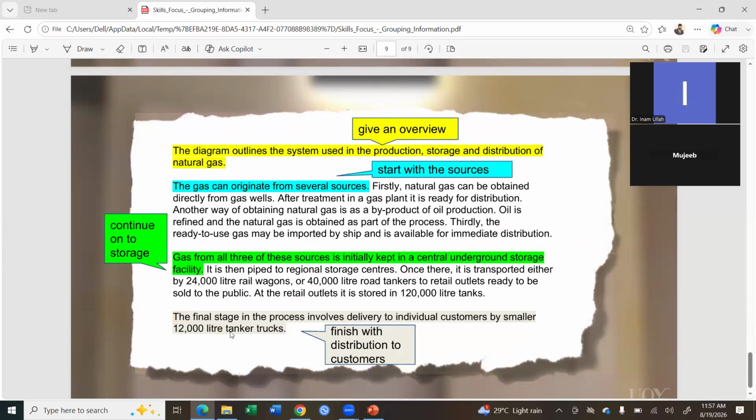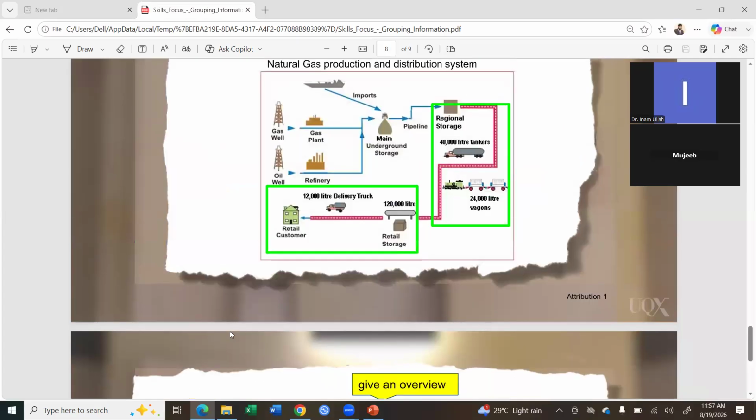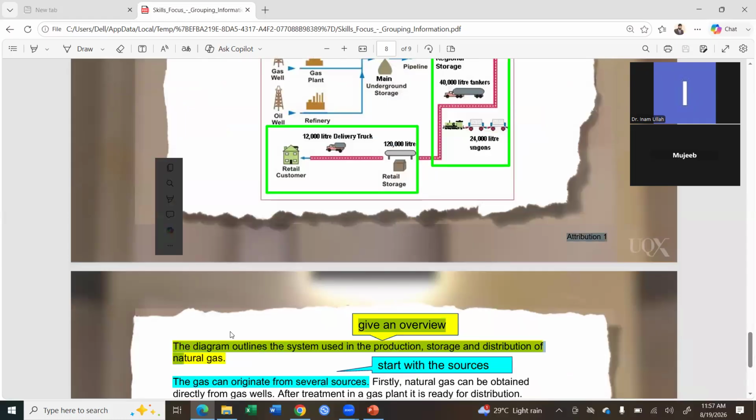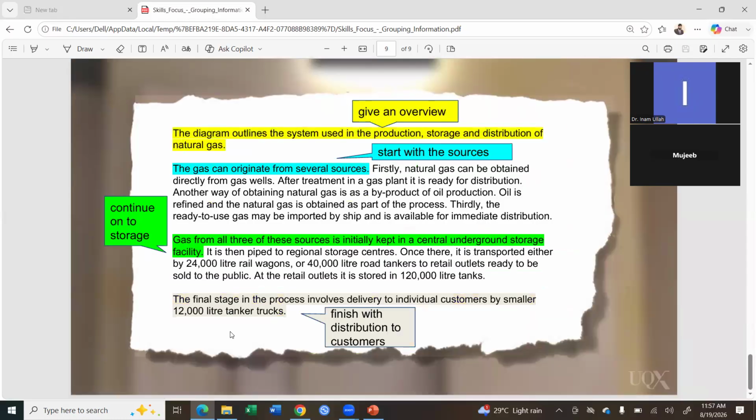Now, could you please read the last paragraph, the last line, finish with distribution to customers? The final storage in the process involves delivery to individual customers by smaller 12,000 liter tanker trucks. Finish with distribution to customers. Okay, so then it was at the customer retail centers, it is distributed to the customers, right? Or it is sold to the customers and then full stop.